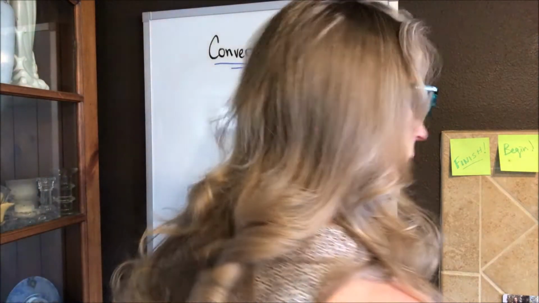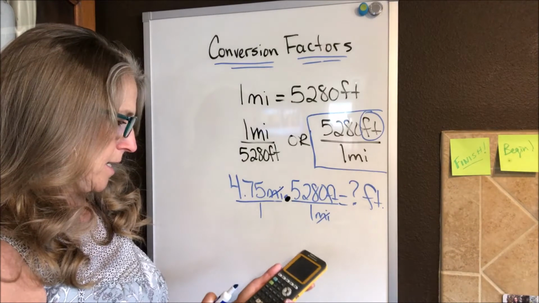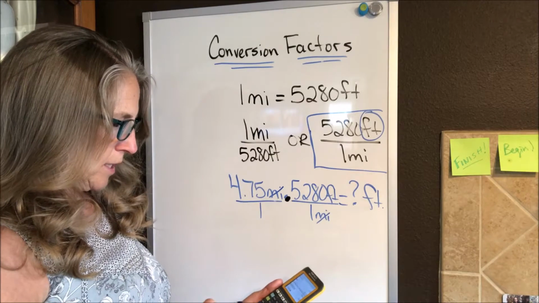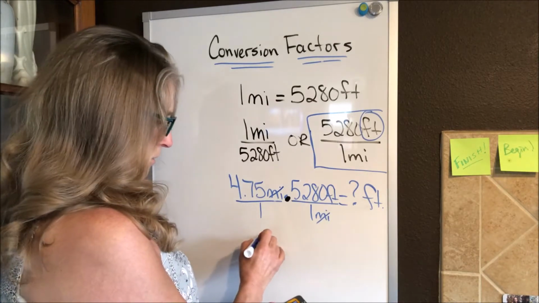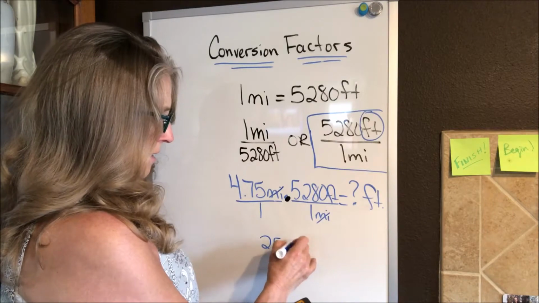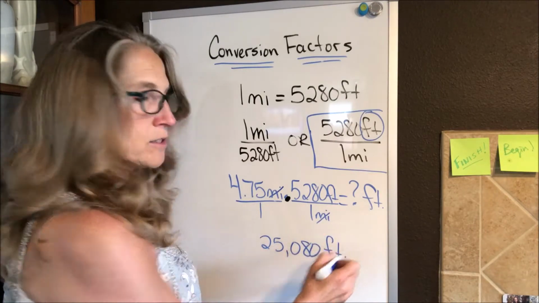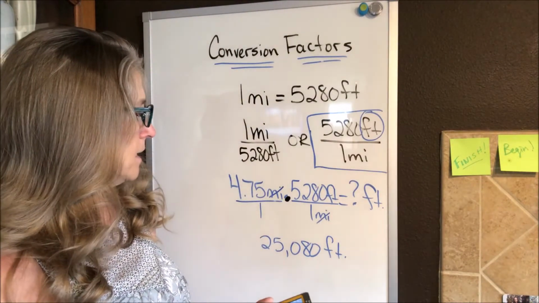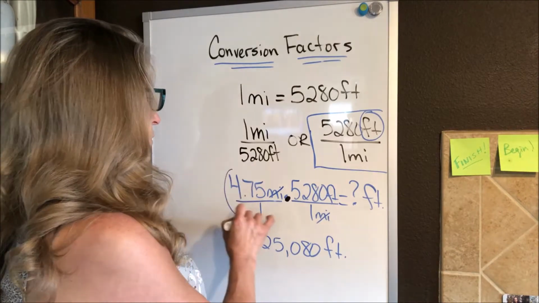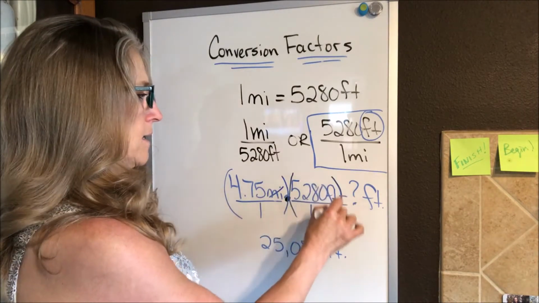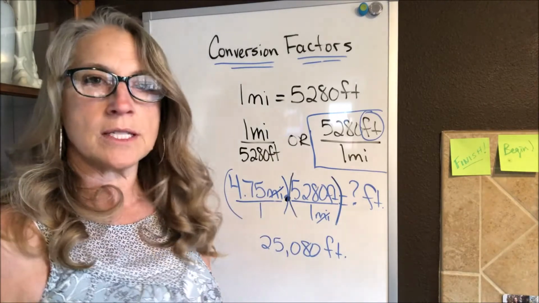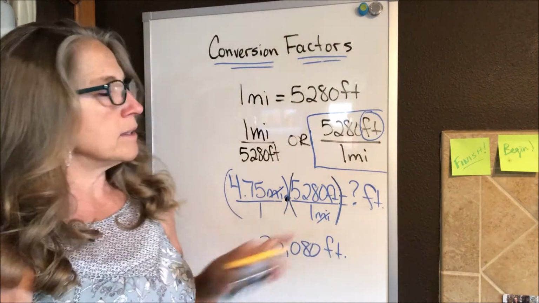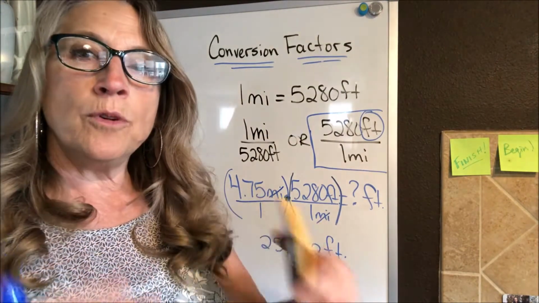And so now I have 4.75 times, this is multiplication, 5,280. Let me grab my calculator. So I get 4.75 times 5,280, and I get 25,080 feet. So that is how far I hiked the other day in feet. Does that make sense? So another strategy you might do is you might put these in parentheses, okay? But keeping track of your units, keeping your units in your problem, and canceling them when you have them in the numerator and the denominator will help you move through these problems.